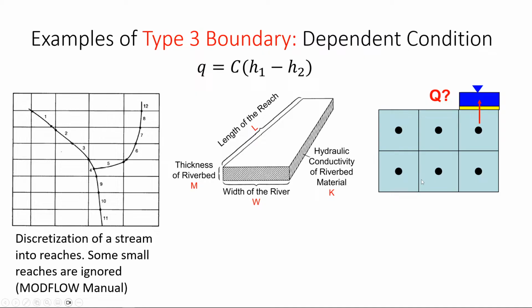Type 3, this is like a dependent condition. So let's look at this example. So here is my aquifer. This is my cell, so I divided it into different cells, and this is my river segment. So I have one river segment here, one river segment here. Each of these river segments would look something like this. It will have a length and a width, so that would be W, that would be L, and in 3D it will have some thickness, your riverbed.